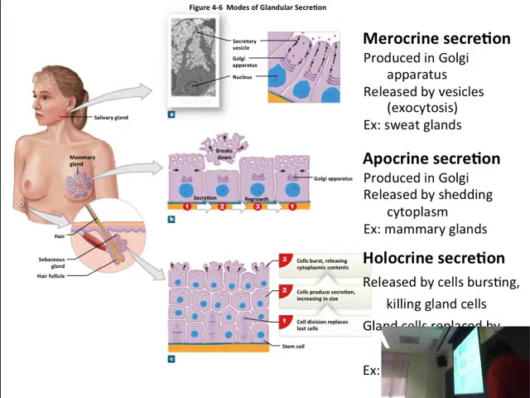Oops, I'm doing a different color. This chalk sucks.